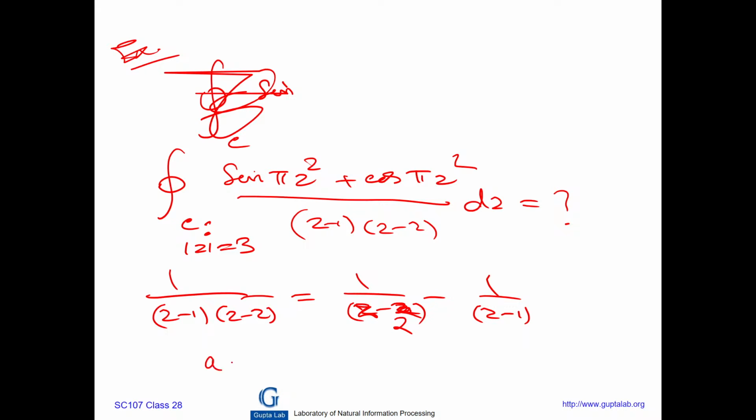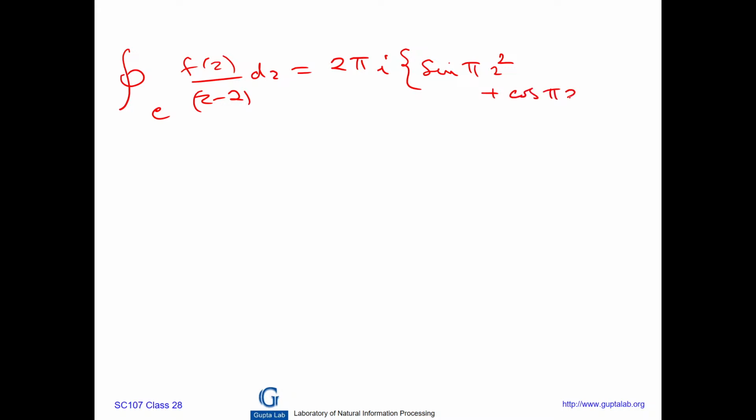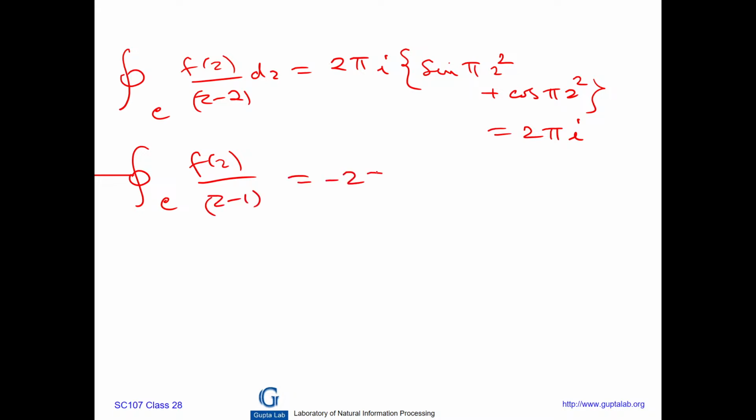So we need to apply the Cauchy integral formula for a = 2 and a = 1, right. So we have integration along C of f(z)/(z−2) dz will be 2πi (sin π2² + cos π2²) = 2πi. Okay. Similarly, integration along C of f(z)/(z−1) dz will be −2πi, right.